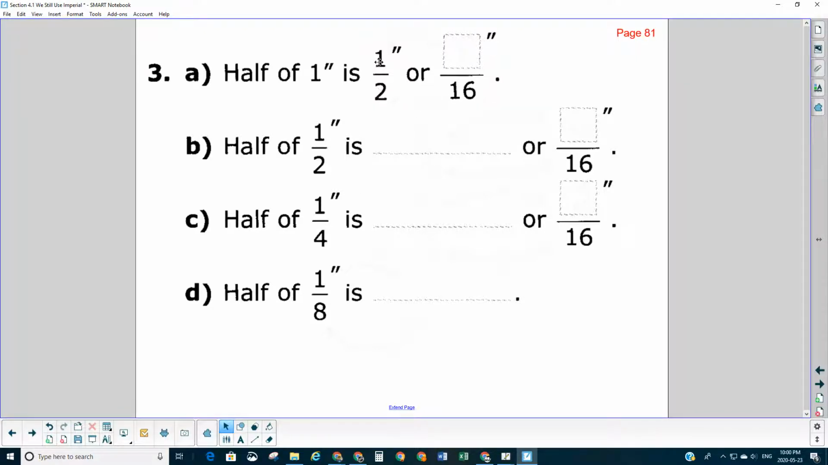So if we're converting 1/2 into something over 16, we ask, what did we multiply by 2 to get 16? Well, that would be multiplied by 8. So whatever we do to the bottom fraction, we have to do to the top fraction. And so if this is times 8, then 1 times 8 is 8/16.